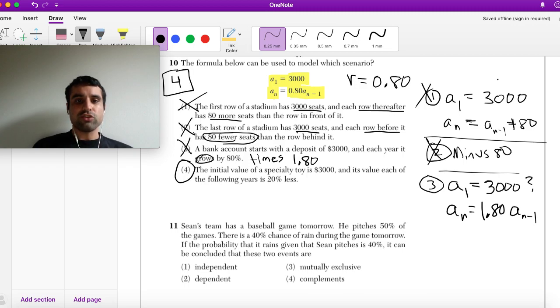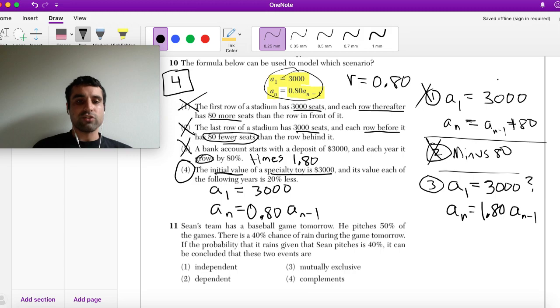And let's just check out choice 4 real quick. The initial value, again, I'd prefer to start at A0 for initial, but let's say we go with it, and A1 is 3,000. The initial value is 3,000. And the value each of the following years, AN, is 20% less than the year before. If it's 20% less, you start with 100%, you subtract 20%, you get 80%, which as a decimal is 0.80. So it retains 80% of its value, and that's what we got right here, is choice 4.